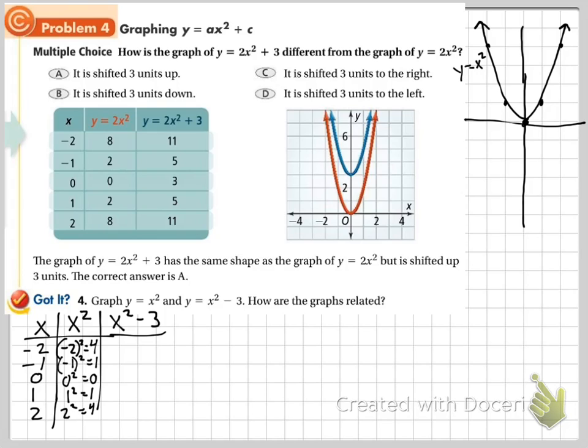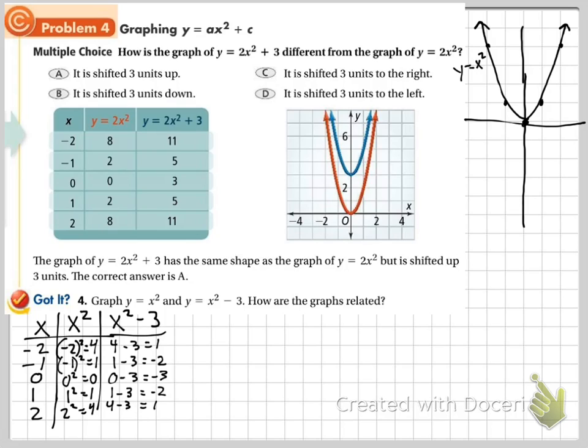So now what I'm going to do is take those numbers, because that's x squared, and I'm going to subtract 3 from them. So 4 minus 3, that's 1. 1 minus 3, that's -2. 0 minus 3, that's -3, and I get some repeats now. 1 minus 3, that's -2, and 4 minus 3, that's 1.